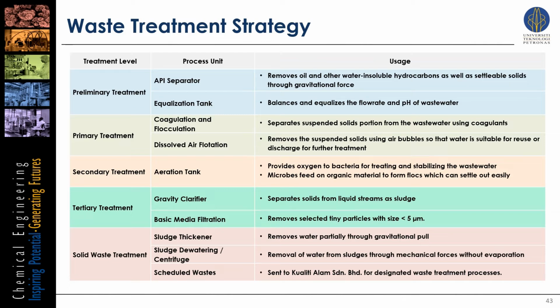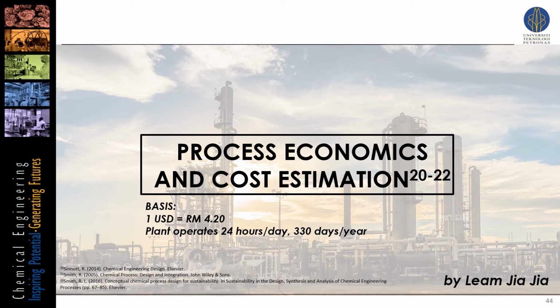The wet sludge would then send to the sludge thickener unit for removal of moisture, where sludge solids settle via gravitational pull. The wet sludge from the sludge thickener would then further treated in a centrifuge. All scheduled waste are sent to Quality Alam Sdn Bhd for designated waste treatment processes. With these strategies, we can ensure that all effluent and emission by the plant abide by the regulation limits. Next, I will then pass the floor to Jia Jia to describe on our next part of design process.